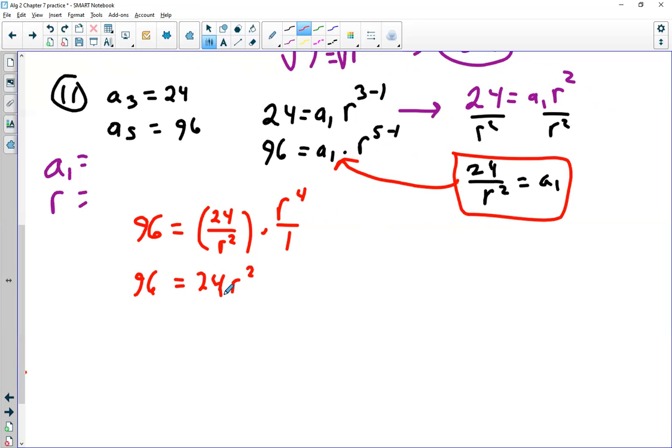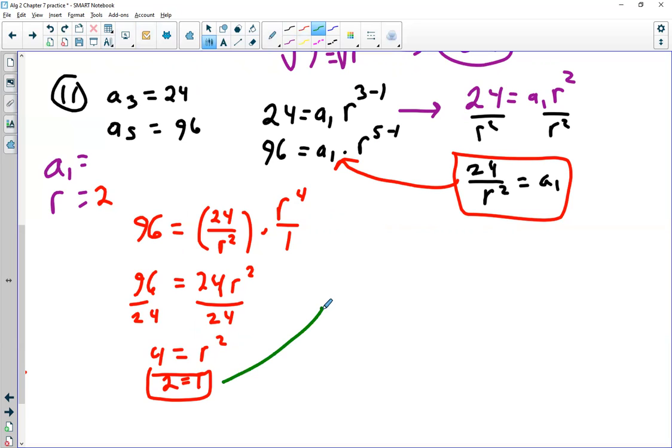Then from there, we need to solve for R. What would I do? I would divide both sides by 24. And afterwards, I would square root it. 96 divided by 24, I think it is 4. So R is 2. Sorry, just like a reflex, I didn't think it through. You're right, you did not find A1 yet. All we found was that 2 is R.